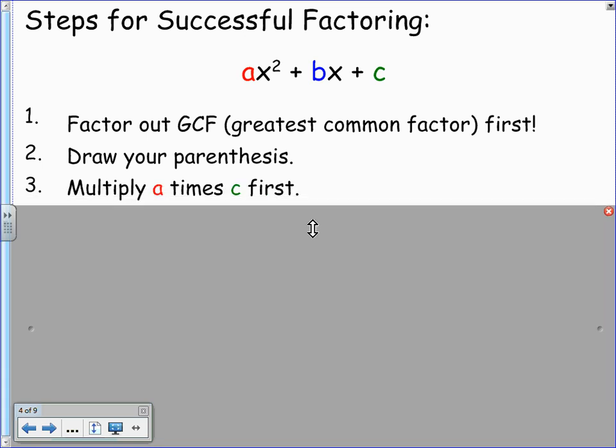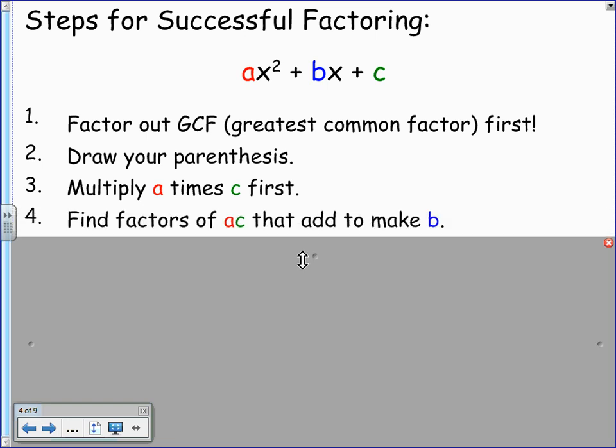Okay, here's where we start our magic number. We're going to start by multiplying a times c. That will give us what we call our magic number. We then want to find factors of a times c that can add to make our b. If a times c is positive, then our factors have to be the same sign, positive, positive, or negative, negative. If we multiply a times c and get a negative number, then our factors for a and c have to be different signs, a positive and a negative.